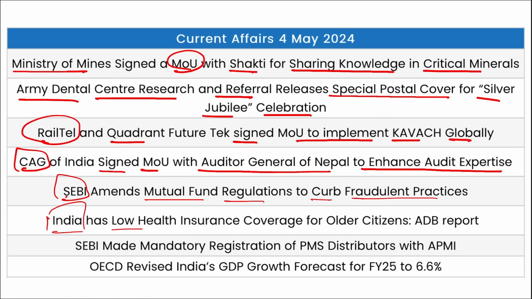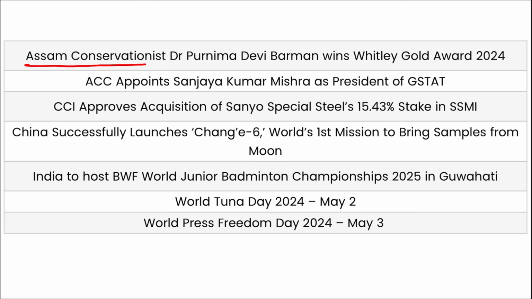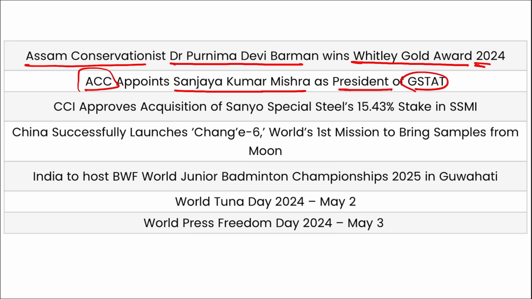India has low health insurance coverage for older citizens according to Asian Development Bank. SEBI made mandatory registration of PMS distributors with APMI. OECD raised India's GDP growth forecast for FY 24-25 to 6.6%. Then Assam conservationist Dr. Purnima Devi Burman has won the Whitley Gold Award 2024. ACC has appointed Sanjay Kumar Mishra as the president of ITAT.